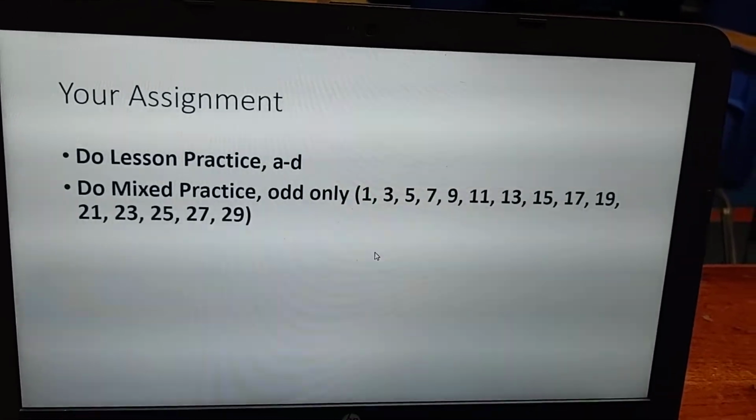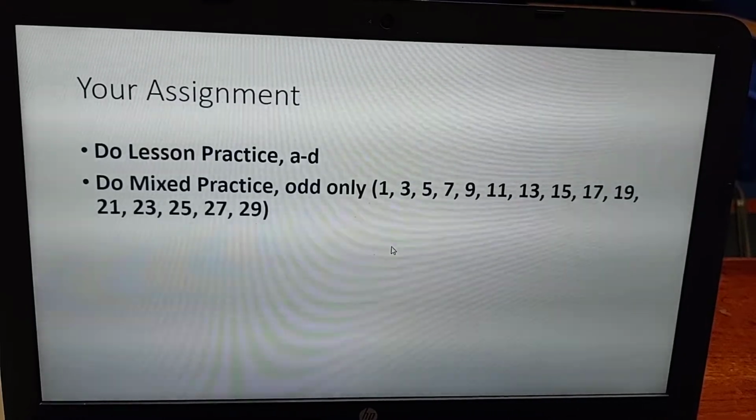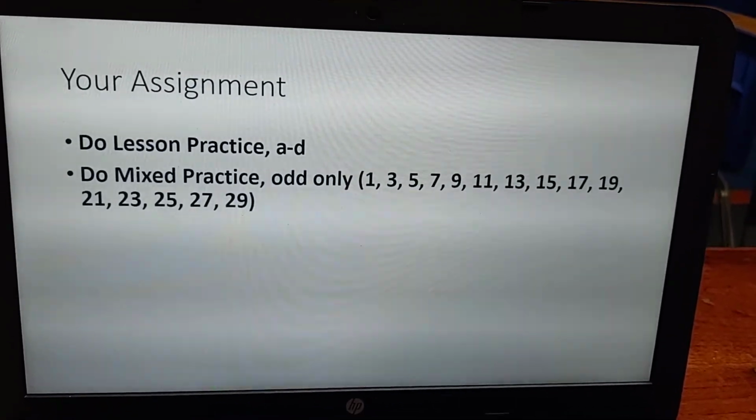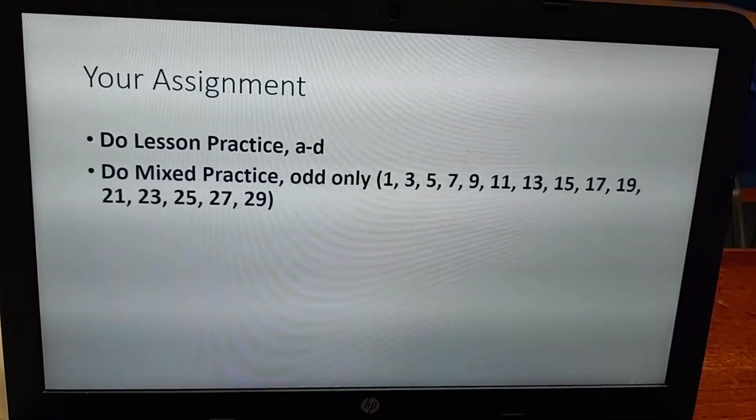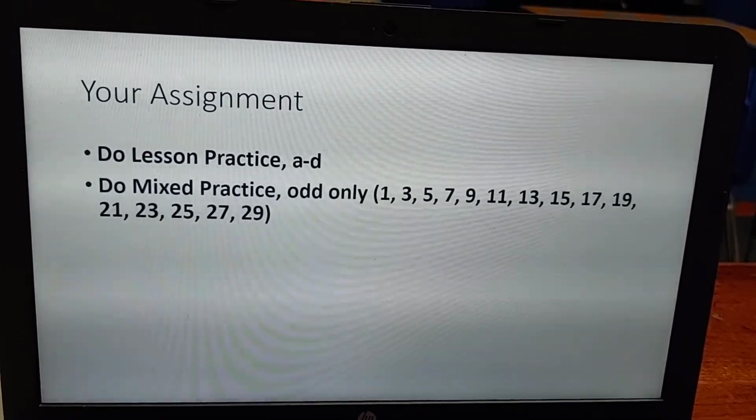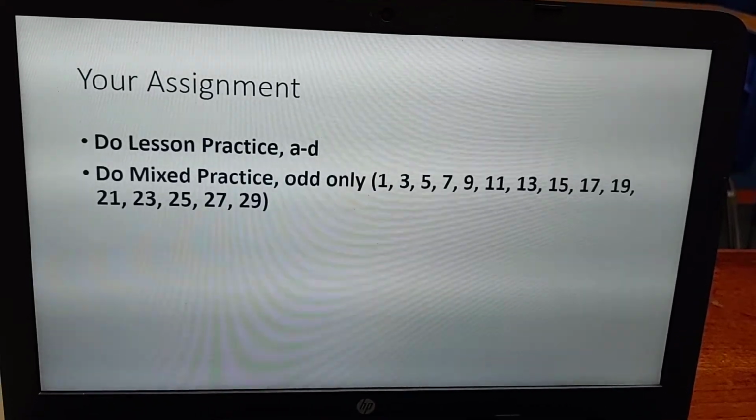So here's your assignment for today for Math Lesson 3. You need to do lesson practice, problems A through D. Then do mixed practice, odd numbers only, and you can see all the odd numbers there, 1 through 29.